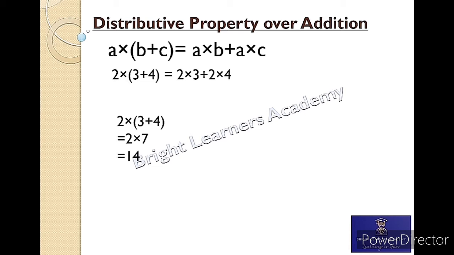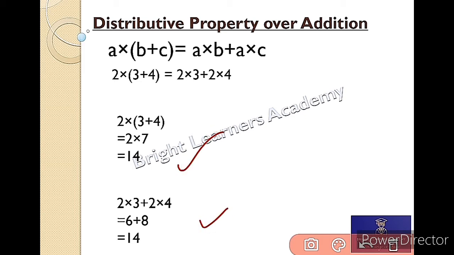Now let's solve the right hand side. 2 into 3 plus 2 into 4. So 2 into 3 is 6 and 4 into 2 is 8. So it would be 6 plus 8, and again my answer is 14. So in both the cases my answer is same. So we can do in any way. So 2 into 3 plus 4 is equals to 2 into 3 plus 2 into 4, because you distribute this 2 to this 3 and this 4. Okay.